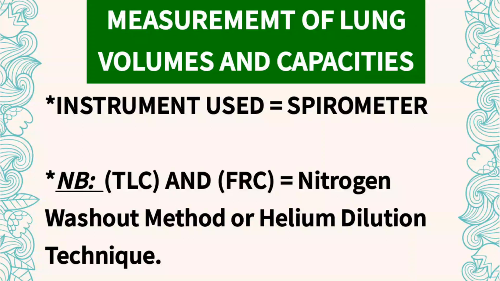So, the measurement of the lung volumes and capacities. The instrument used in measuring lung volumes and capacities is generally known as the spirometer. Spirometry is a method used to measure lung volumes and capacities. The spirometer is the main instrument used for this.